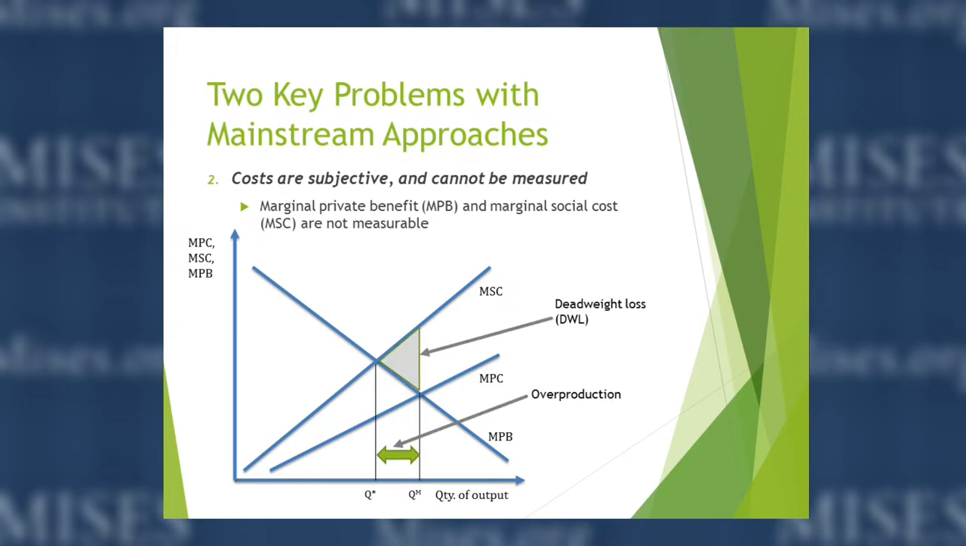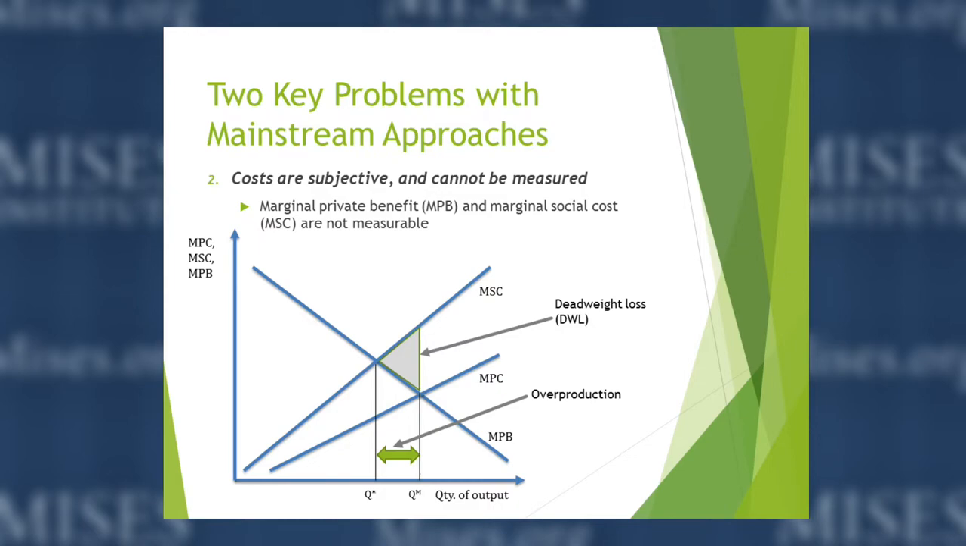So that leads the typical mainstream microeconomist to look at this and say, oh, well, this is inefficient. See, there's this deadweight loss because we're producing too much of the output. We're producing it QM instead of Q star. We want to produce it Q star instead of QM. We have overproduced electricity because we now have this external effect that the individual consumer of electricity and the producer of electricity are not sufficiently motivated to think about in their cost and benefit calculations. They're not thinking about that external cost.